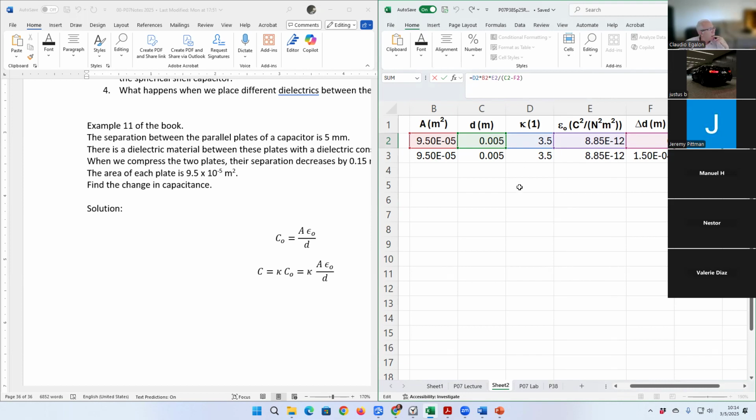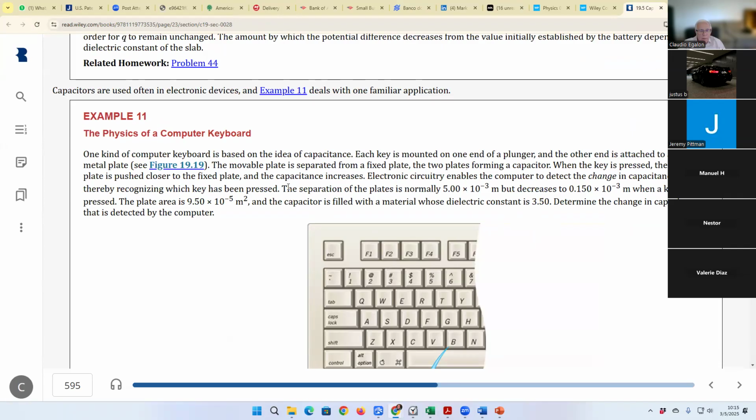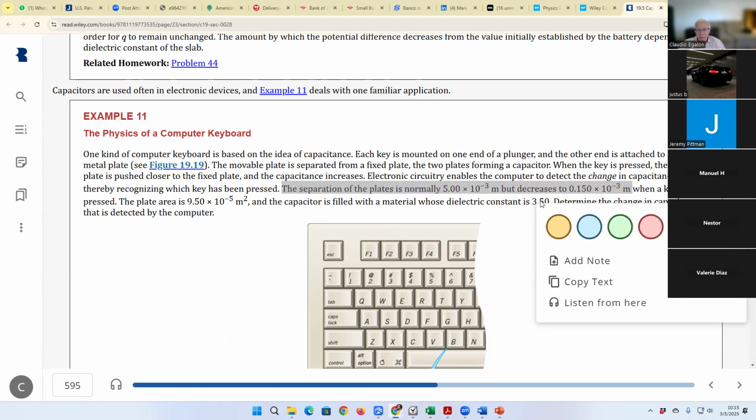Oh, wait a minute. The separation of the plates decreases to 0.15. So I am misinterpreting it. It's not that there's a difference of 1.5. It actually decreases, so it's a big decrease in the capacitance. Let's redo the math. I misread it here. The separation of the plates is normally 5 millimeters, but decreases to... it didn't say decreases by.